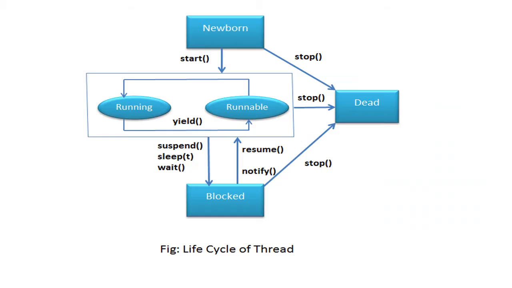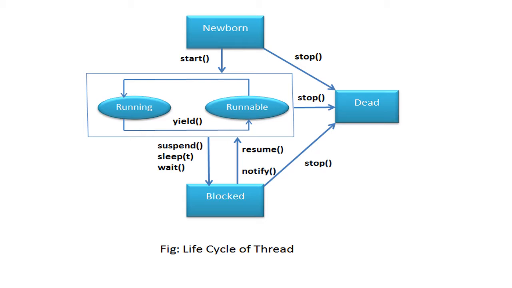The life cycle of a thread. The life cycle of a thread contains the following states: newborn, running, runnable, dead, blocked. A thread is said to be in newborn state if you have created an instance of the Thread class but before the invocation of the start method. Once the start method has been invoked on the new thread, it moves to the runnable state.